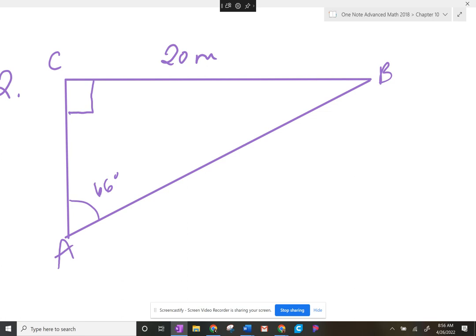So these ones can only be at the side cosine or tangent. So the angles can't go on the other side of the equal sign.